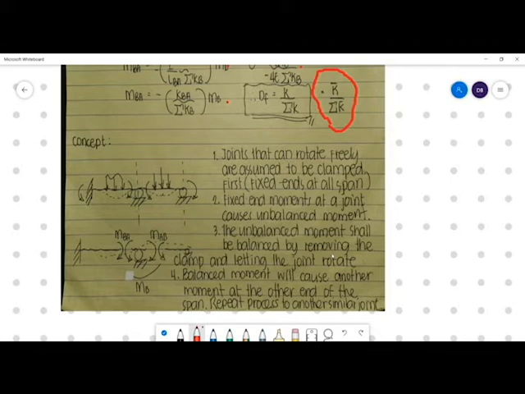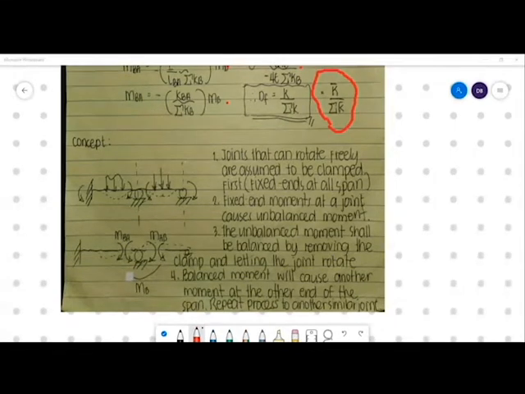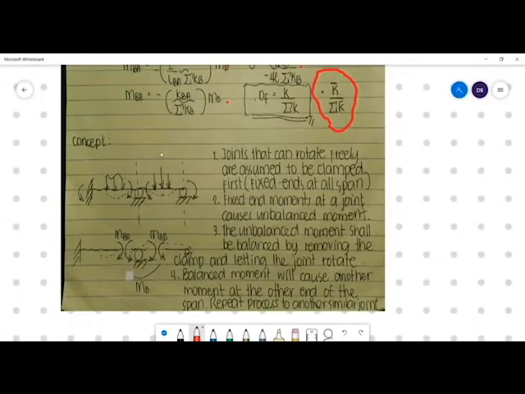Bakit natin gagawin to? And how are we going to explain it in somewhat mathematical form? Okay, so the first thing that we need to do: we determine all the joints that can rotate freely, and then we assume everything to be clamped. So tanggalin lahat ng joints natin na nakakapag-rotate.